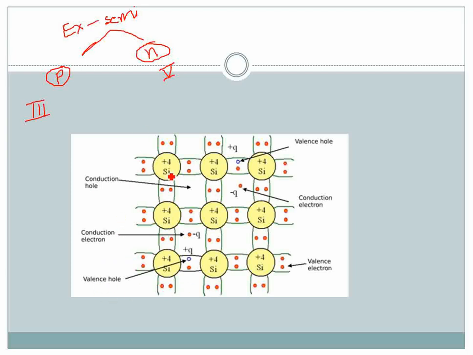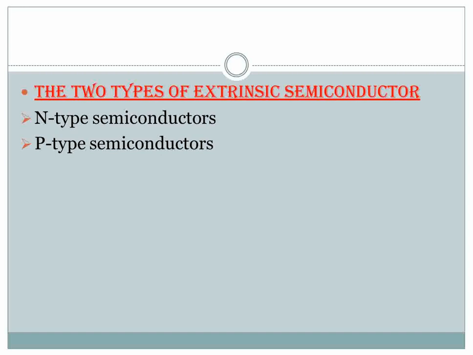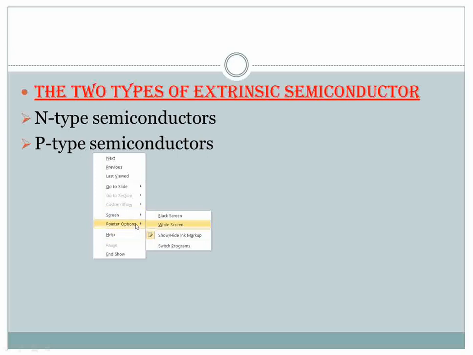First, we will discuss the n-type. Doping is a process that changes an intrinsic semiconductor to an extrinsic semiconductor. During doping, impurity atoms are introduced into the semiconductor. The impurity atom acts as either a donor or an acceptor. Donor means it gives electrons, or it accepts electrons. Because of the p-type and n-type doping levels, they are classified.